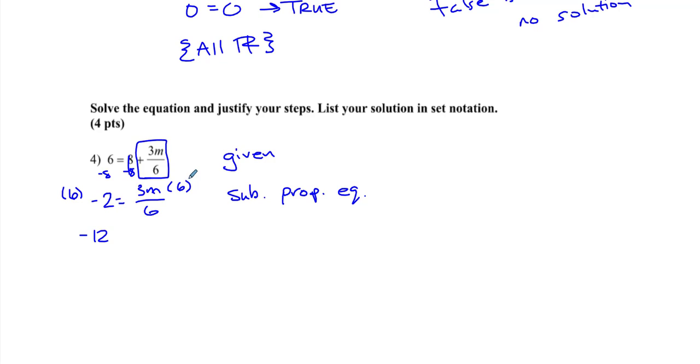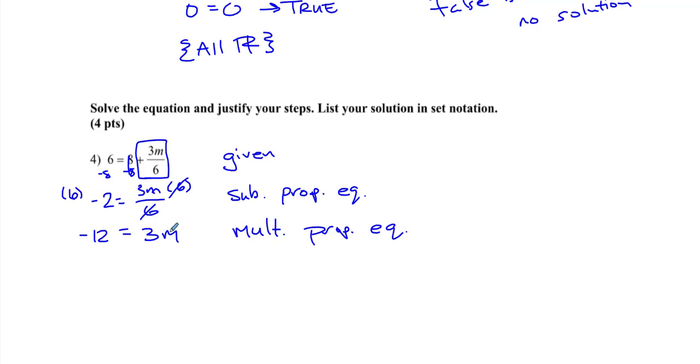Okay, remember, when we multiply this side by this 6, this one and this one are gone. We are left with the numerator. This is equal to 3m. So I multiplied. So from here to here, I did the multiplication property of equality.